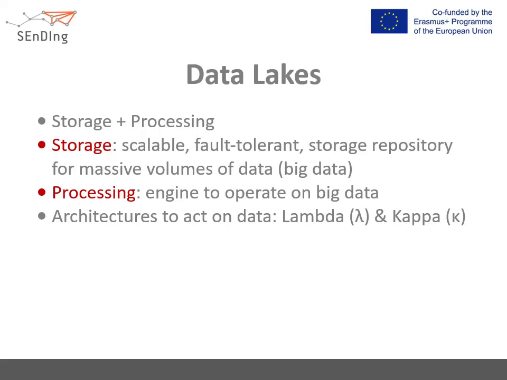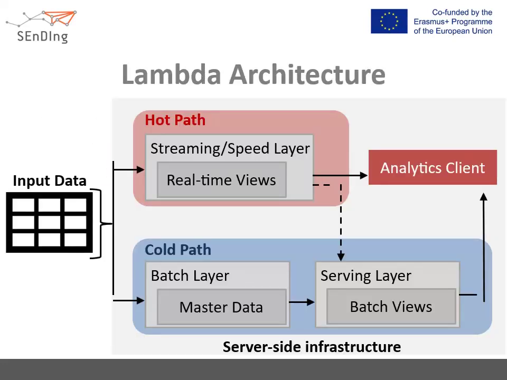Let us look at two different architectures that can be used to act on the data managed by a data lake, Lambda architecture and Kappa architecture. Lambda architecture was originally proposed by Nathan Marz, the creator of Apache Storm, in order to reduce the complexity seen in real-time analytics pipelines by constraining any incremental computation to only a small portion of this architecture. In Lambda architecture, there are two paths for data to flow in the pipeline. A hot path where latency-sensitive data flows for rapid consumption by analytics clients.